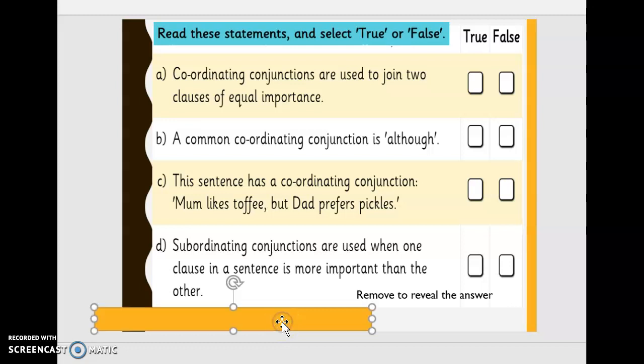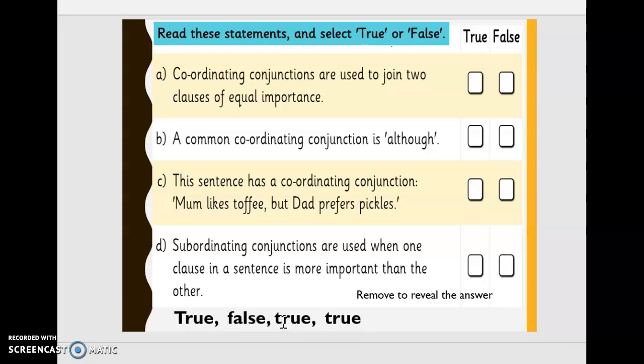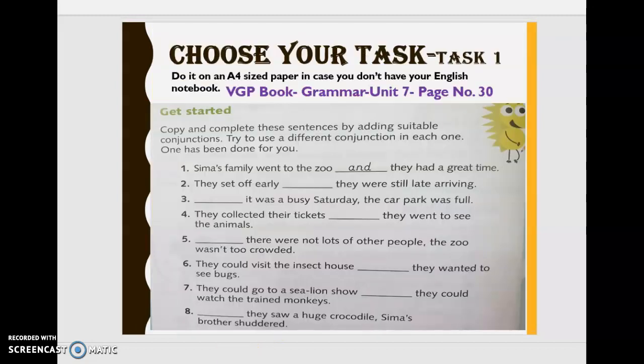All right. So I'll reveal the answers. Just do self-assessment. The answers are: true, false, true, true. How many got all four correct? Well done. Good job. Now, children, since you showed very good understanding of conjunctions, I will be talking about the task.